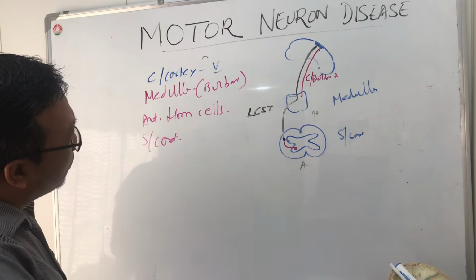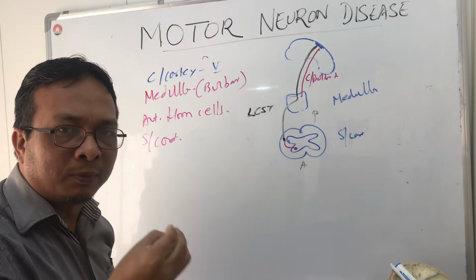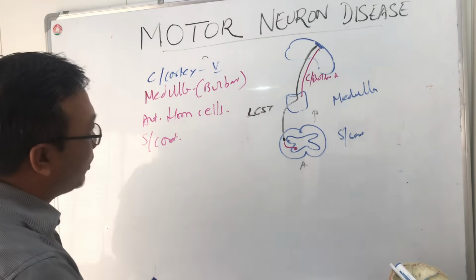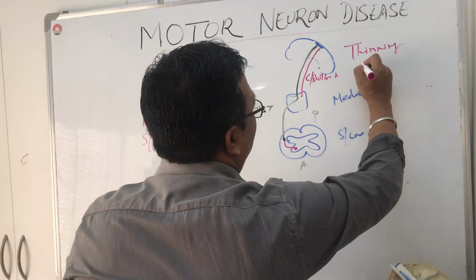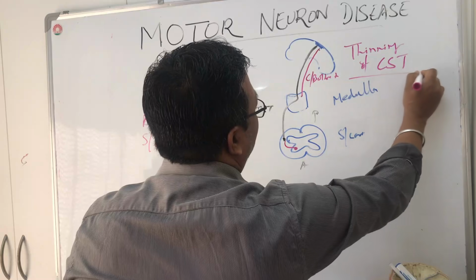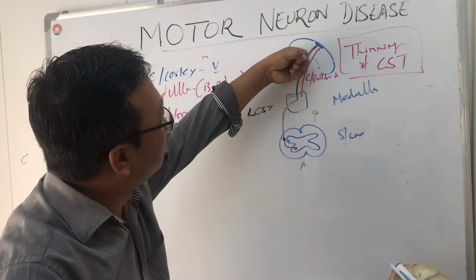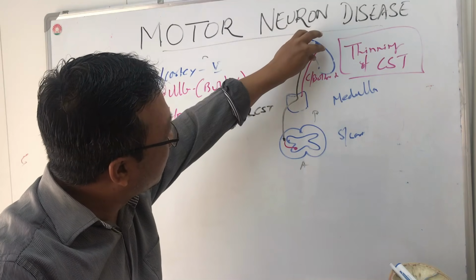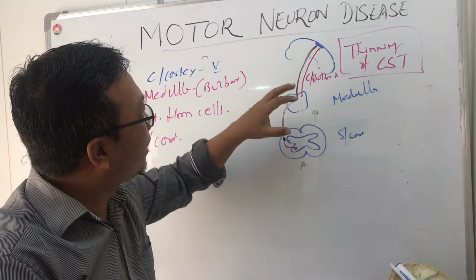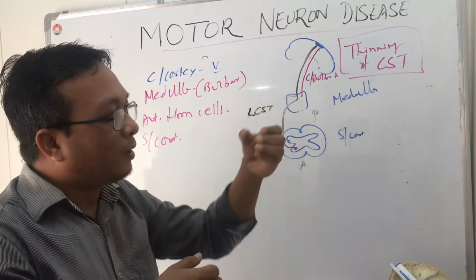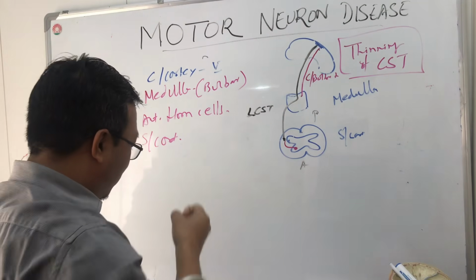Alright. So now what happens here? First thing is that there is thinning of the corticospinal tract. You need to remember that there is thinning of the corticospinal tract. The corticospinal tract loses volume. You can imagine a bunch of fibers coming down from the cortex to the medulla, but because of the dying of the motor neurons at layer 5, the whole volume has been lost. So there is less corticospinal tract now here.